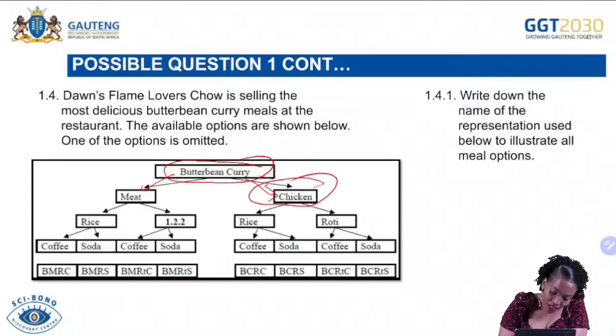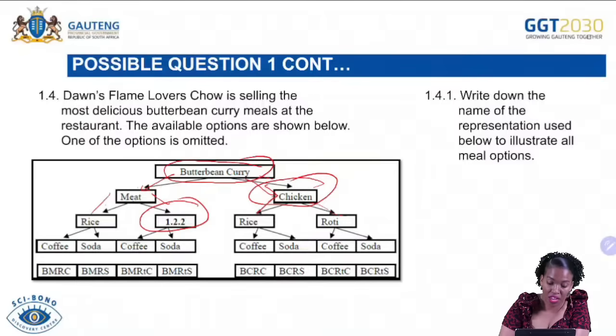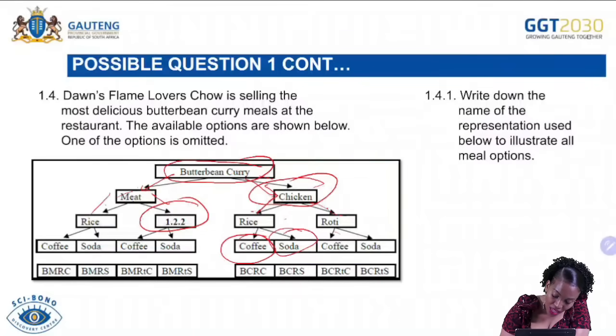If you choose the chicken flavor, the chicken can either be served with rice or with what? With roti. If you choose the meat flavor, the meat can also be served with rice or with, we don't know, it is an unknown value there. And then, if you choose rice or the roti, you can have it with coffee or soda. If you are having rice, it can be with coffee and soda. If you are having roti, it can be with coffee and soda.